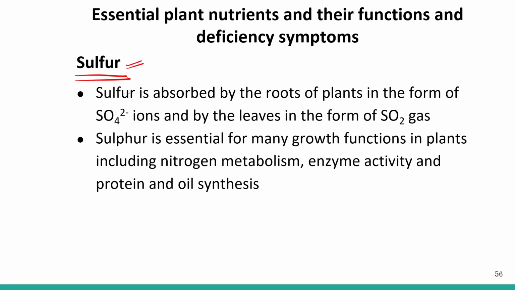nutrient is sulphur. Sulphur is absorbed by the roots of the plant in the form of sulfate ion and by the leaves in the form of sulfur dioxide gas. So sometimes it is also absorbed from the leaves in the form of sulfur dioxide gas, but majorly it is absorbed by the roots of the plant in the form of sulfate ion. Sulfur is essential for many growth functions in the plant.